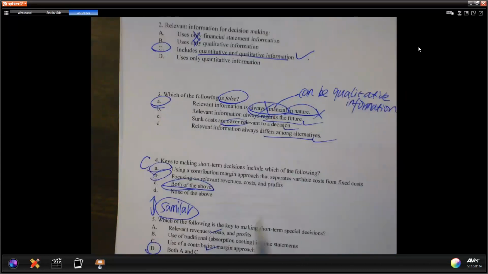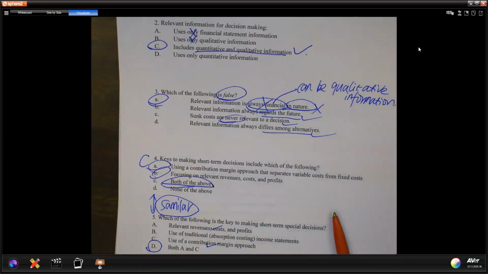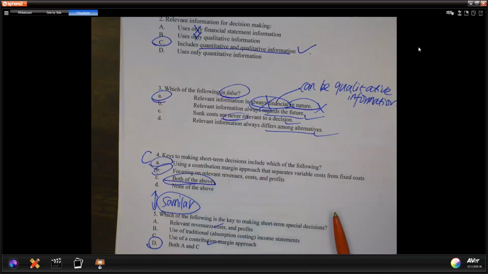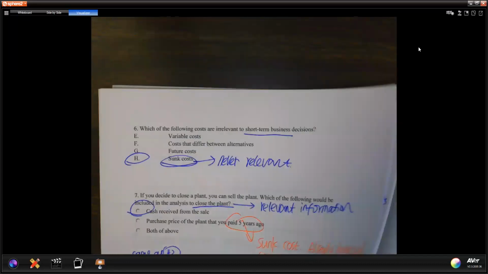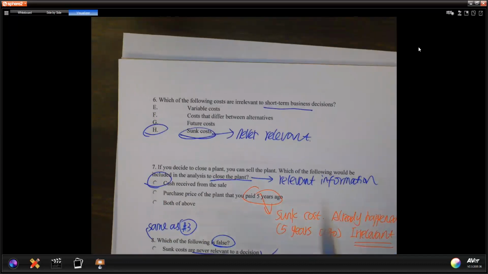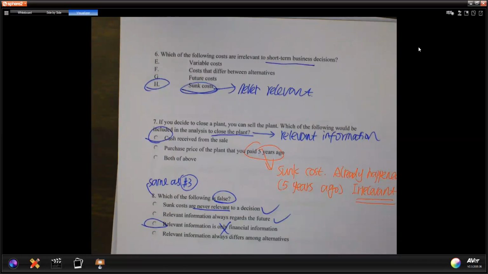Question 4, talking about short-term decision making, we focus on the relevant CVP analysis, focus on contribution margin. We don't use the absorption, and then we focus on relevant information. Question 5 is the same. I'm not going to read too much. Question 6, we said never relevant is the sunk cost. We talk about that. It's already happened.